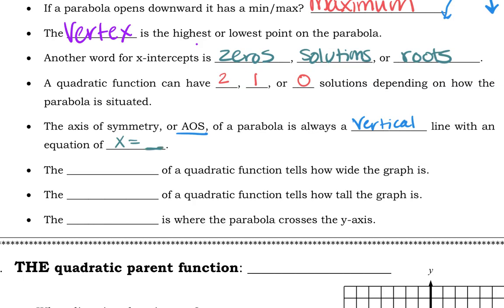All right, 3 new words. In regards to this graph, we are looking at domain today. We are looking at range. Your domain is going to look at how wide the graph is. Range is going to look at how tall it is. And then the last thing is the y-intercept. This is going to be where it crosses the y-axis. So yes, we have an x-intercept. We also have a y-intercept.